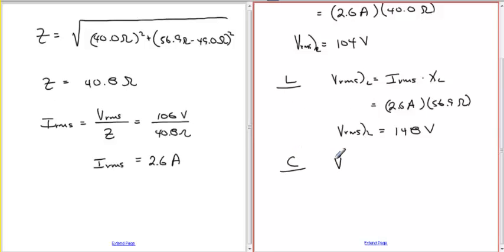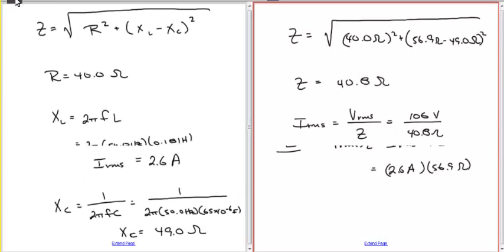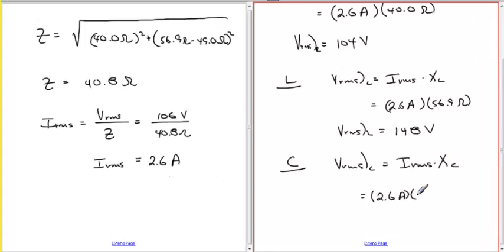And then for the capacitor, V RMS for the capacitor is equal to the same current times the reactance for the capacitor. So again, the current is 2.6 amps. And we go back, we'll find it's 49 ohms. So we plug 49.0 ohms in there, and we get a voltage, 2.6 times 49, and we get 127 volts.